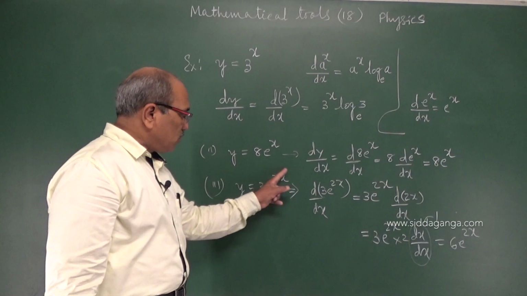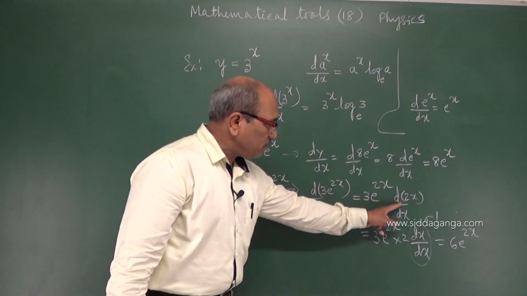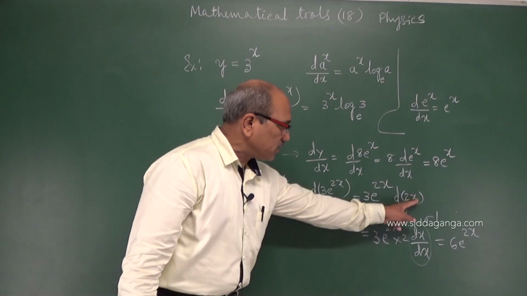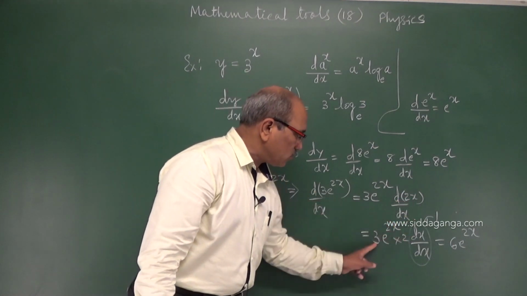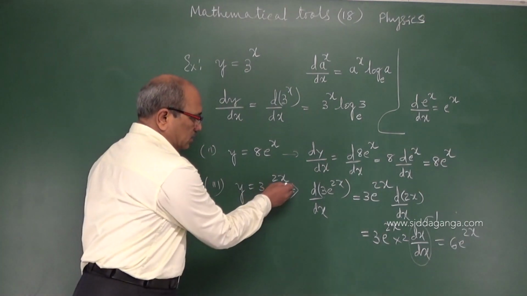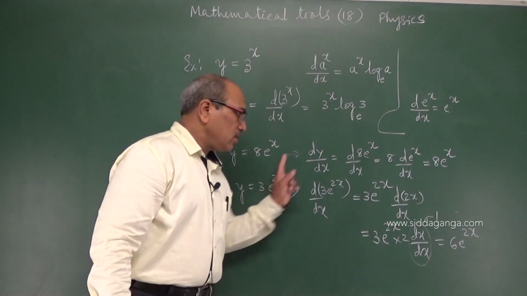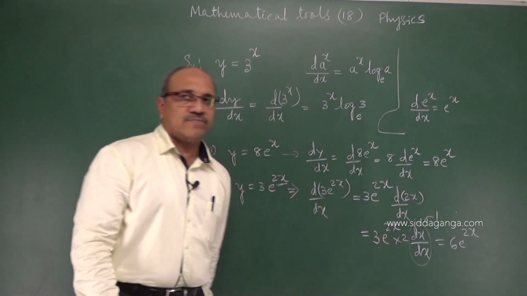Actually 3 e power 2x. In case of this, again we have to differentiate d by dx of 2x, but 2 remains, 3 and 2 have become 6 and e power 2x. Again, if it is a function of x, then we have to differentiate with that.